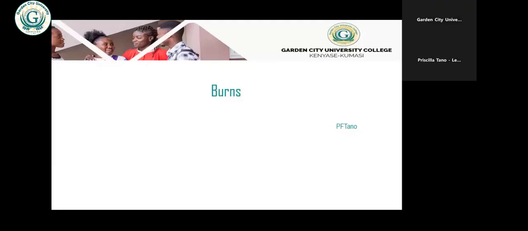Another evening for surgery. Today we are going to discuss burns. I'm hoping that we'll get time to add on wound coverage, which is not so much.